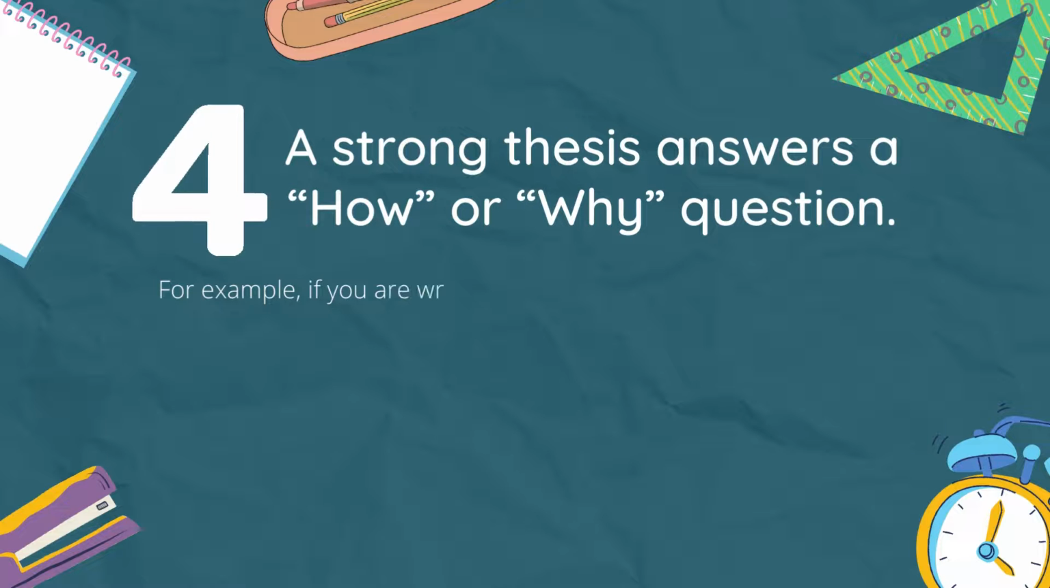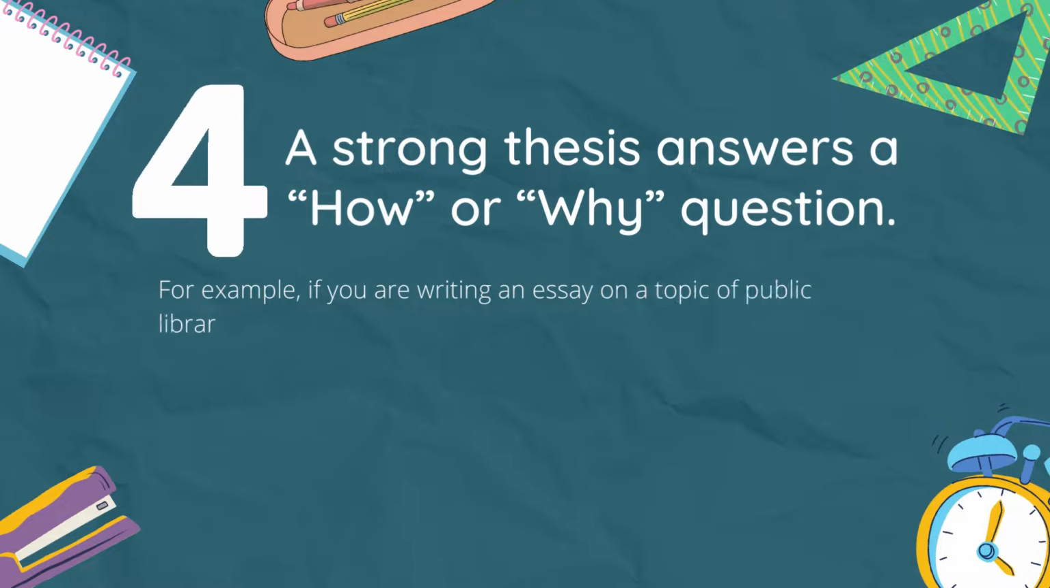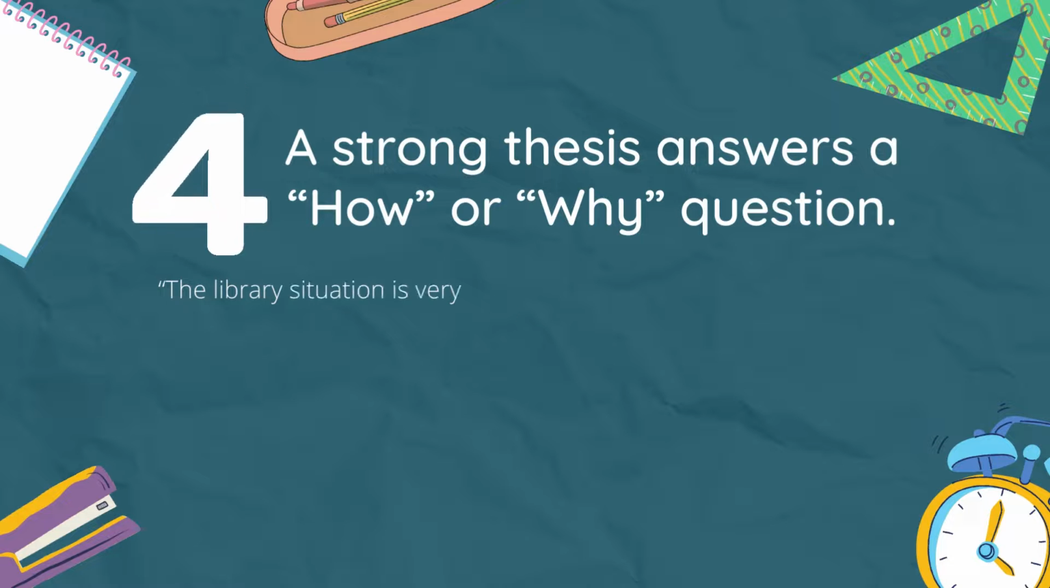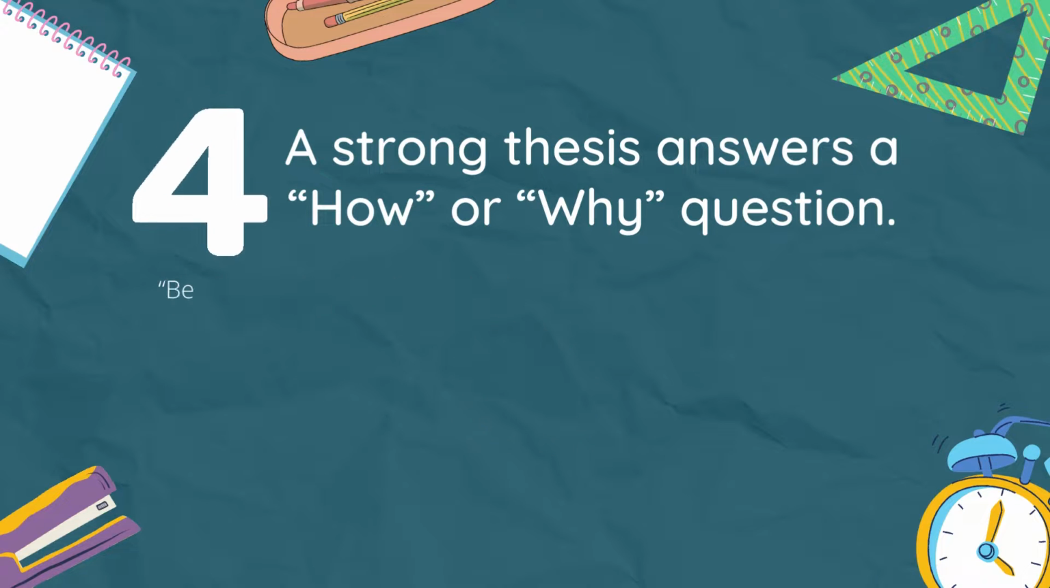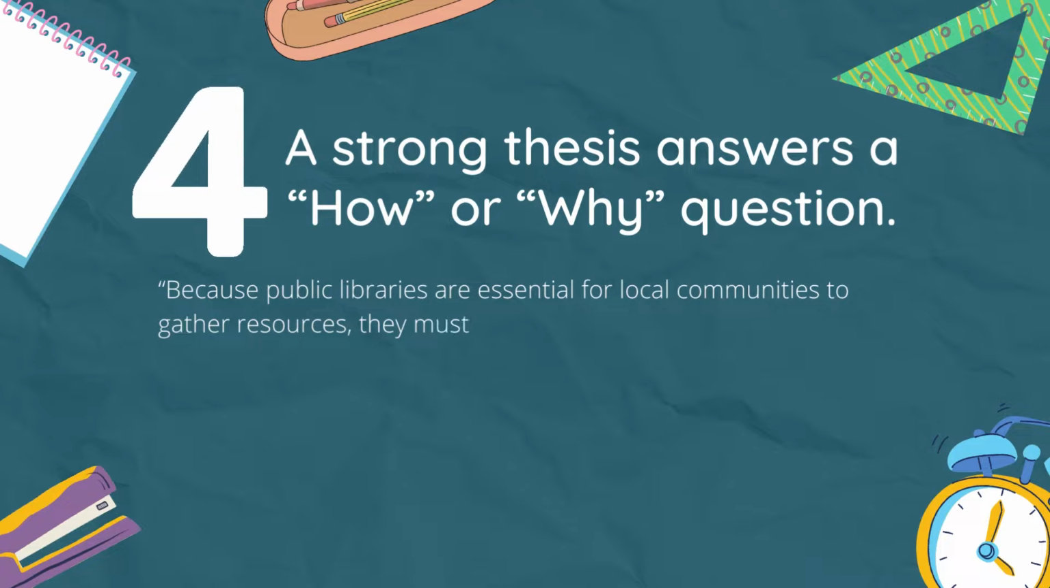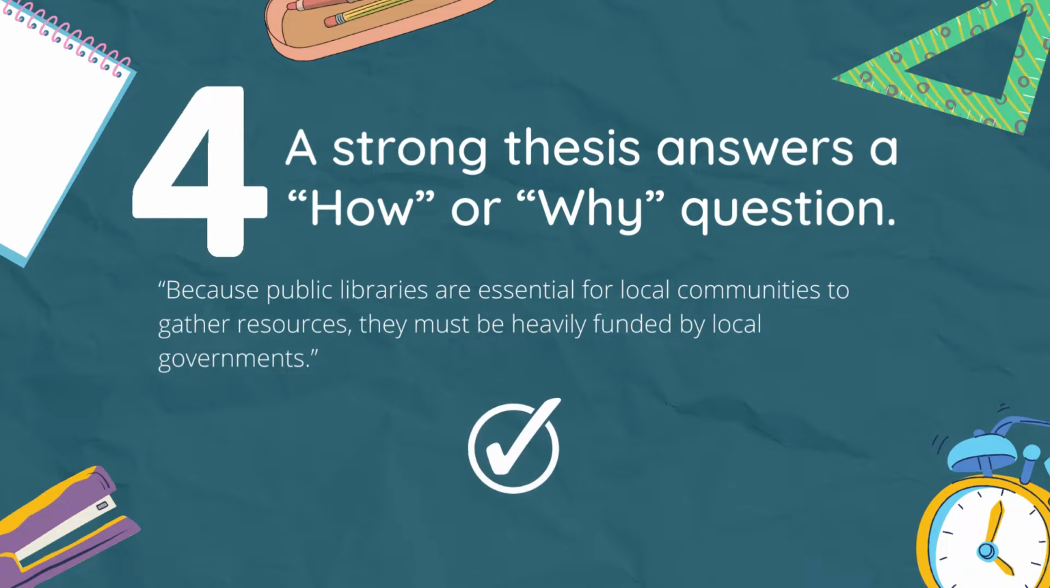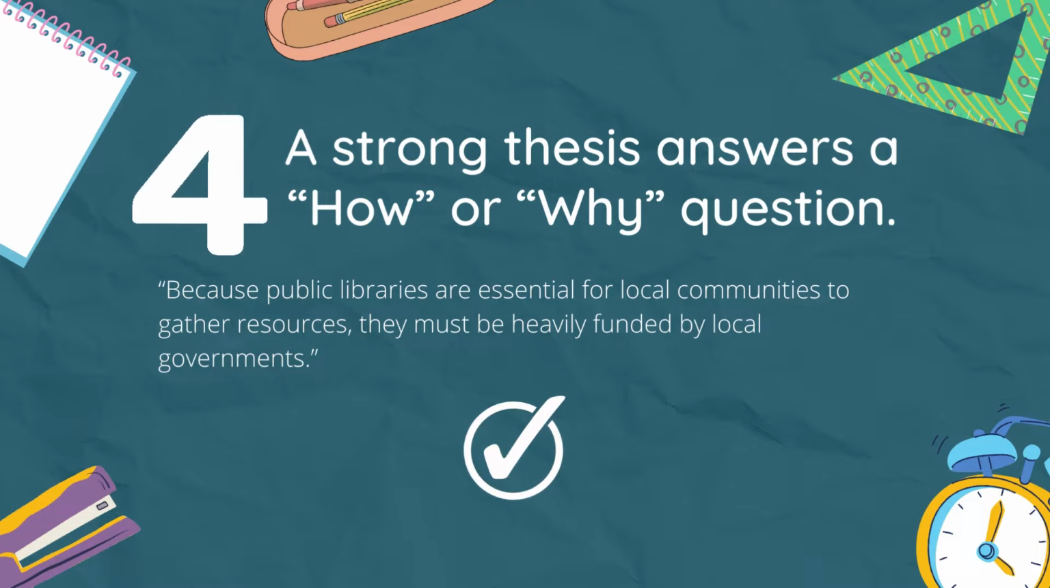For example, if you are writing an essay on a topic of public library, the two examples would be: the library situation is very bad. This is a weak example of a thesis and doesn't explain anything to a reader. Also, the word bad is vague. Because public libraries are essential for local communities to gather resources, they must be heavily funded by local governments. This is a strong thesis statement and answers questions such as why libraries are essential and how they should be funded.